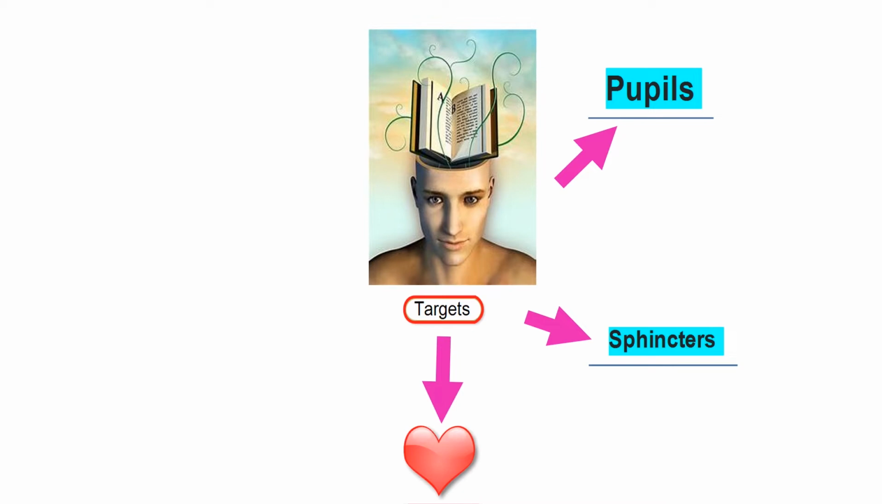Here is a question: what are the target organs of the parasympathetic system? Pupils. When the pupils are affected by the parasympathetic system, they constrict. Sphincters, they are relaxed. The heart is beating at a slower rate. Glands secrete watery secretions.